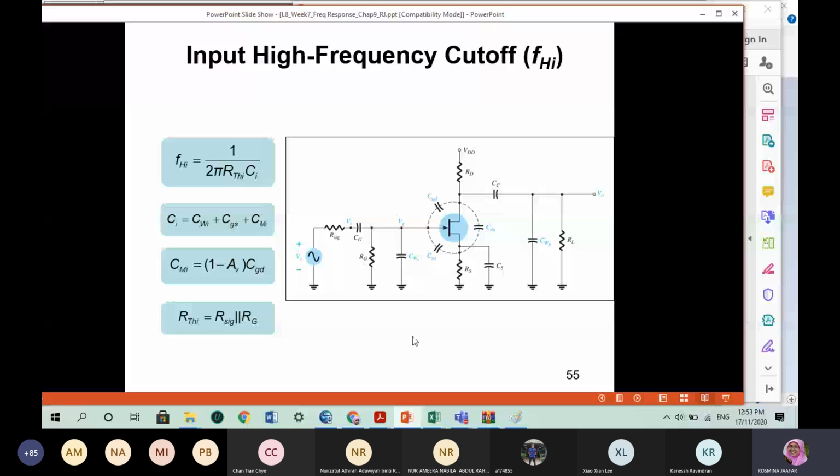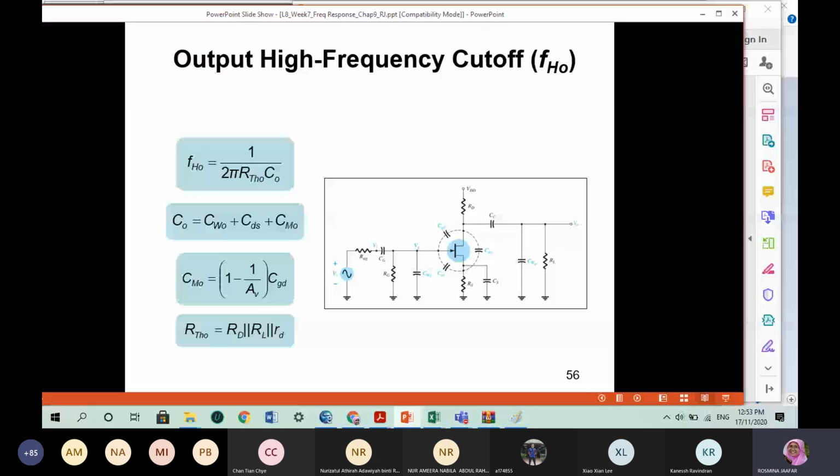Okay, the output side, FHO is equal to 1 over 2 pi RTHO CO, and CO is equal to CWO plus CDS plus CMO, and CMO is 1 minus 1 over AV times CGD, and RTHO is equal to RD parallel with RL parallel with the internal FET resistance, rd.